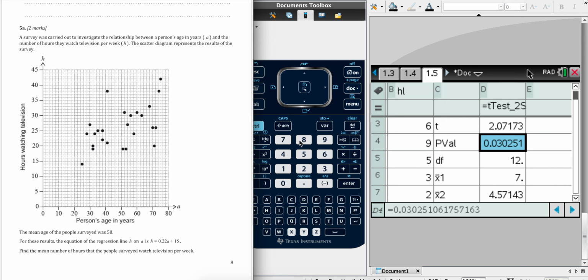We've been given the A value. Now we know that any line of regression falls on the mean point. Okay, so the mean point, in this case AH, has to lie on the line of regression. So that means that if I substitute in for my value of A as the 50, then I can find what H is equal to.